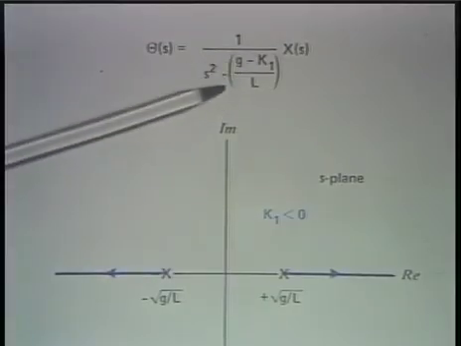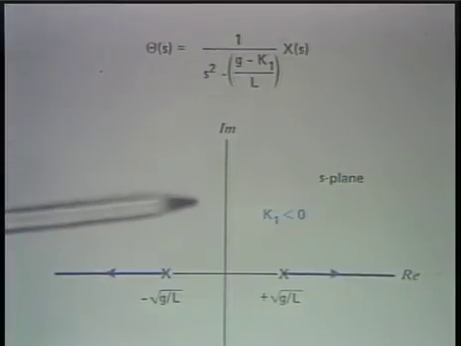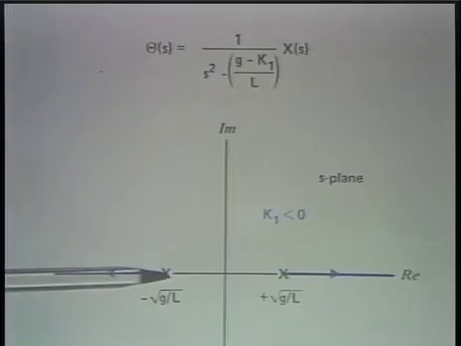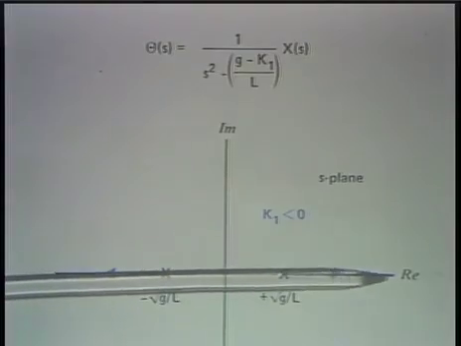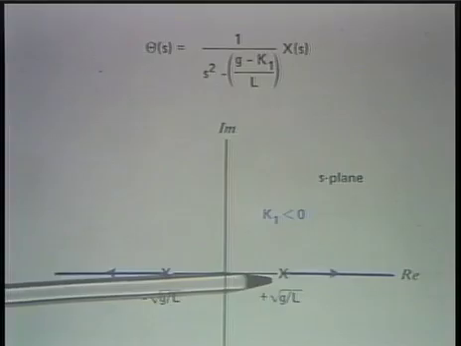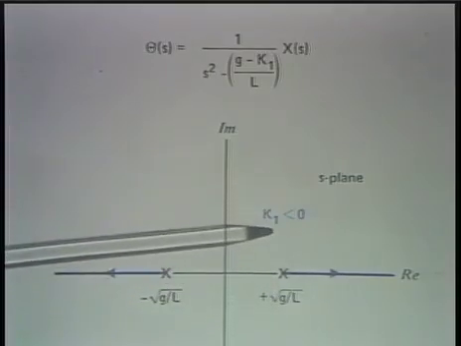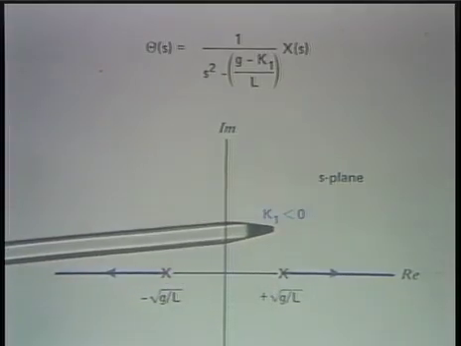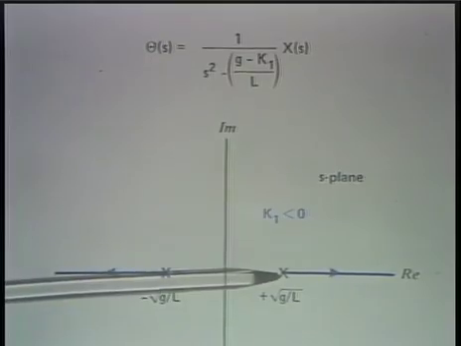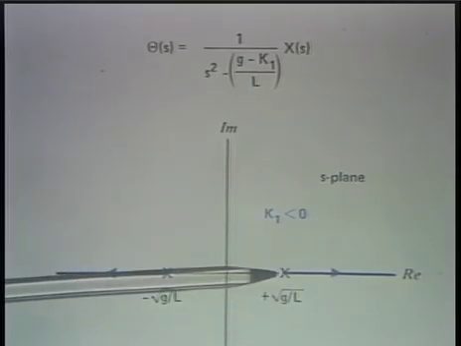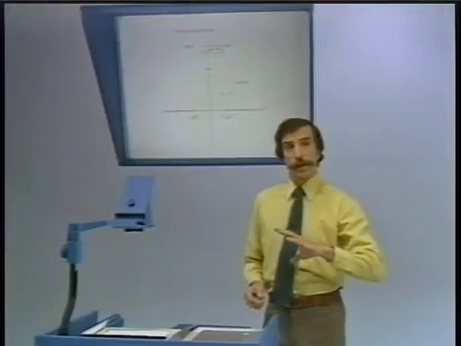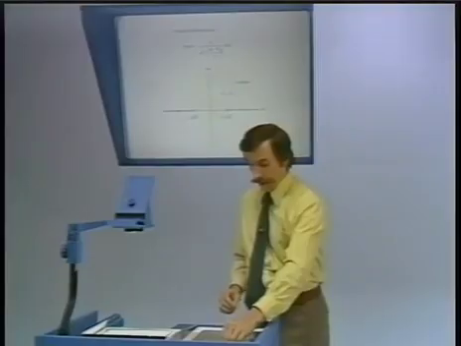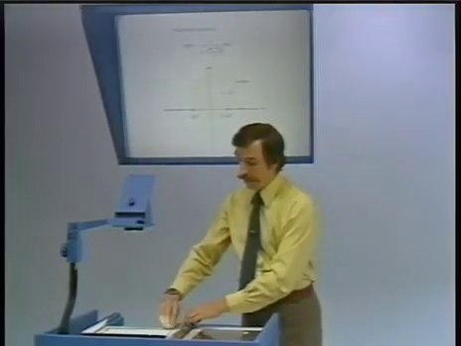more negative, so that this term is more and more positive, is that the left half plane pole will move further into the left half plane. The right half plane pole will move further into the right half plane. So clearly, with k1 negative, this pole, which represents an instability, becomes even more unstable. Well, instead of k1 negative, let's try k1 positive and see what happens.